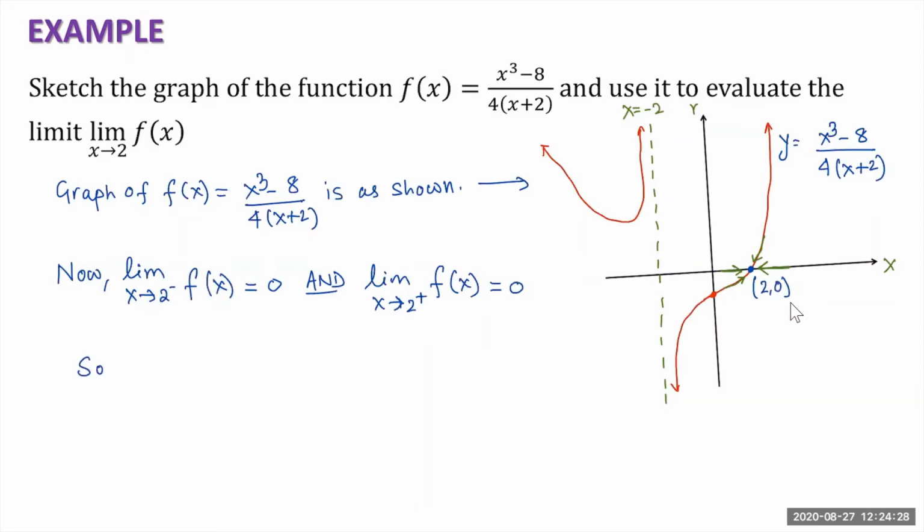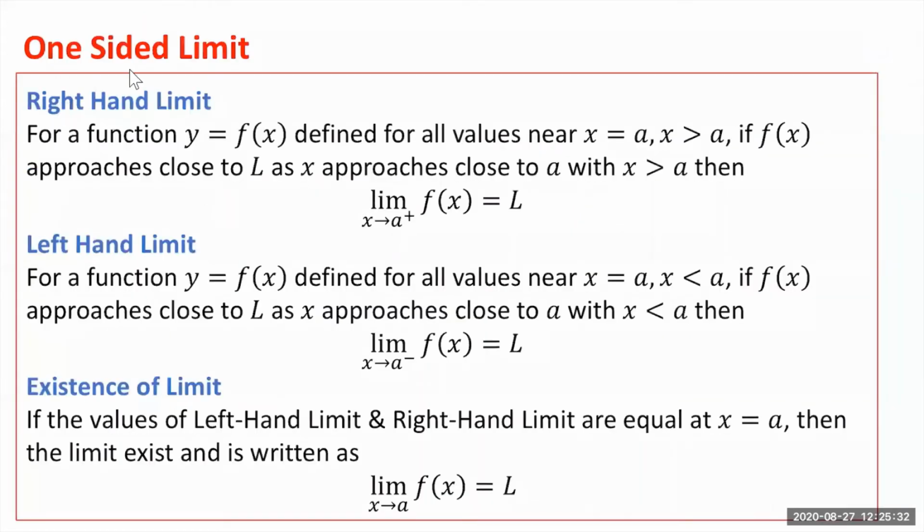So the limit as x approaches 2 of f of x is equal to 0. One-sided limits: we talk about the right-hand limit and the left-hand limit. The right-hand limit is the limit when x approaches a from the right, and the left-hand limit is the limit when x approaches a from the left. If these two limits are equal, the limit exists and the value of the limit is equal to L.